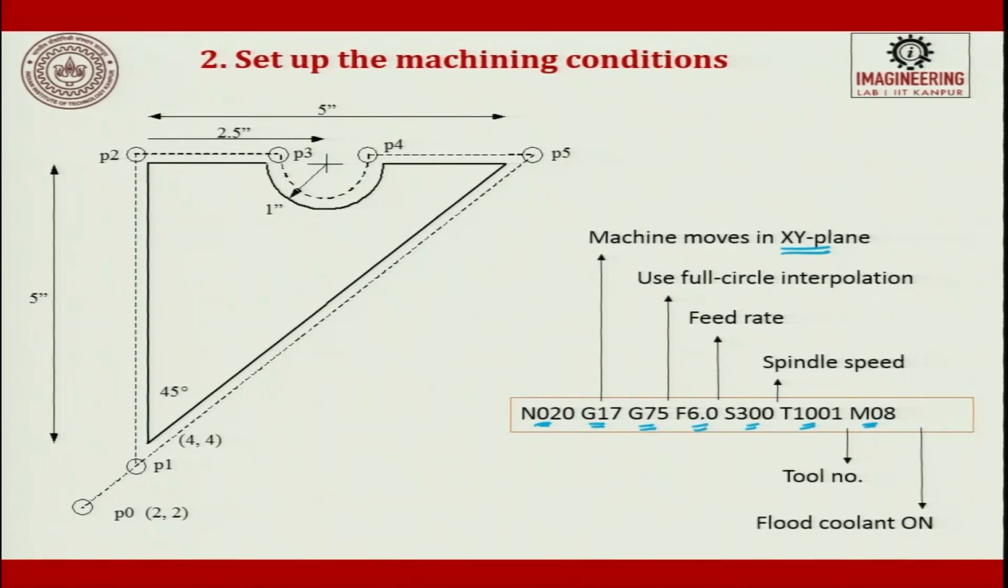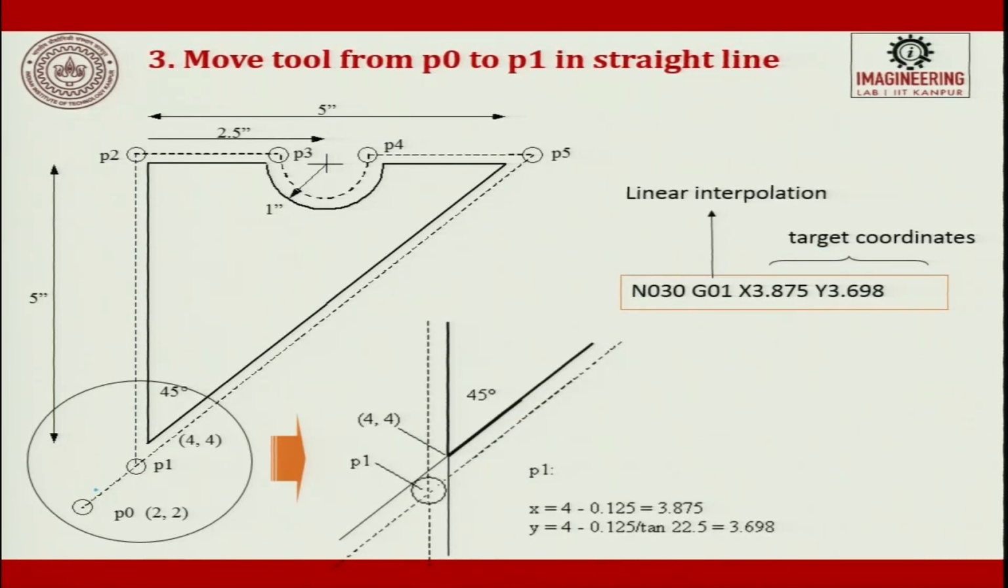This is the second point. Then the third one is N03, where we say G01 X3.857 and Y3.698. This is the target coordinates of the end point it has to go to. Now from here it will go here. This is P1. If you look at it, this point P1 is 4 comma 4.